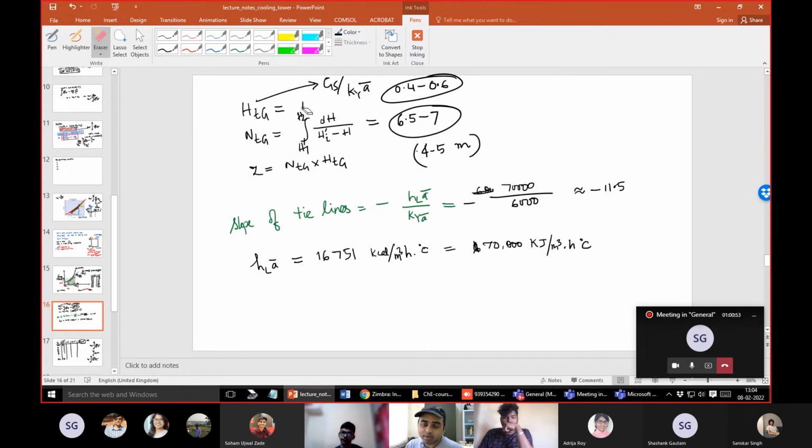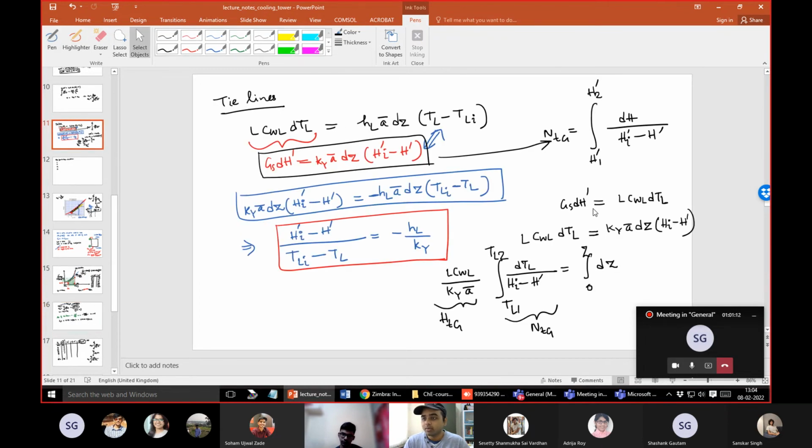The integration is a very important part, and you should do one exercise yourself to get conversant with the technique. Whether you want to use the alternative form with the temperature, or the enthalpy integration, is up to you. If you want to use the alternative form, that is the temperature one, then the HTG expression will be slightly different. It will be in terms of L CL by KYA instead of GS by KYA if you want to use the temperature based NTG form. I hope this is clear to everyone.